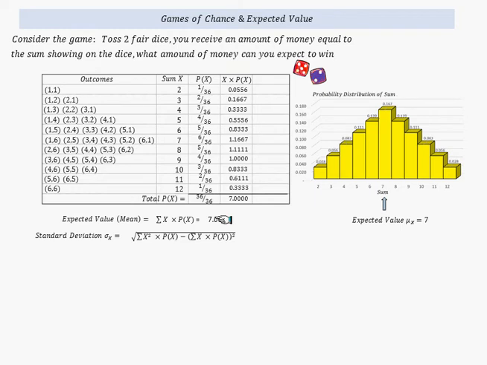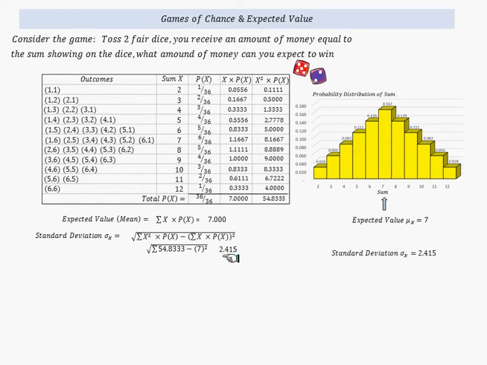Now the standard deviation, or measure of the variability, is given by this formula. As you can see here, we need an x squared p of x, which we do up here, and this is just simply your x value squared times your p of x. And again, feel free to pause the screen and calculate these yourself. Now the summation of that column is 54.83, which we put in this position here, minus the sum of x p of x squared, which is 7 squared, and that measure of standard deviation is 2.415.